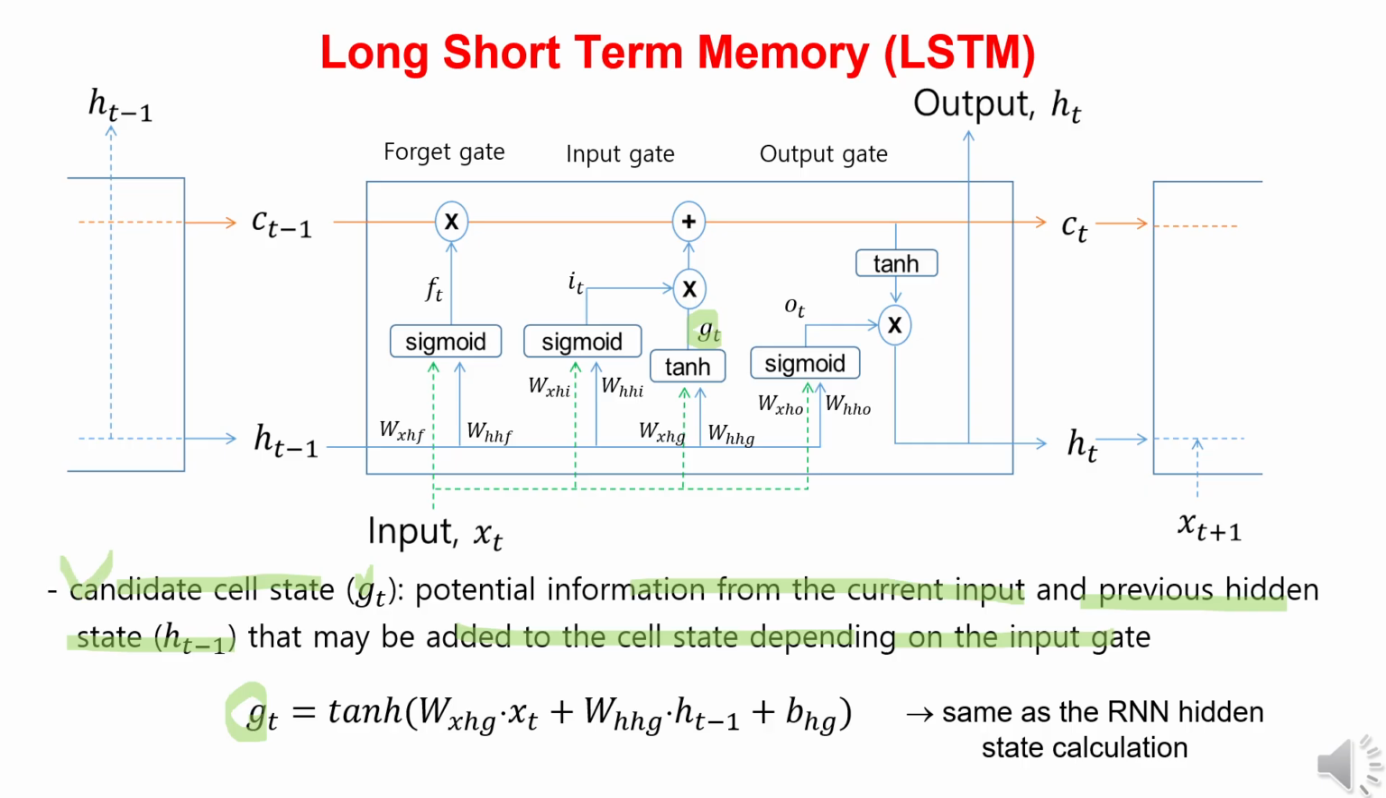Mathematically, it's computed by multiplying the current input, x_t, by its weight, multiplying the previous hidden state, h_{t-1}, by its weight, adding a bias term, and then passing the result through a tanh function. This is similar to how hidden states are calculated in a standard RNN.